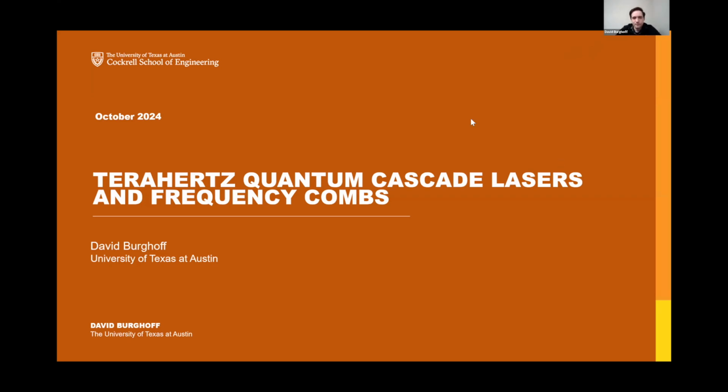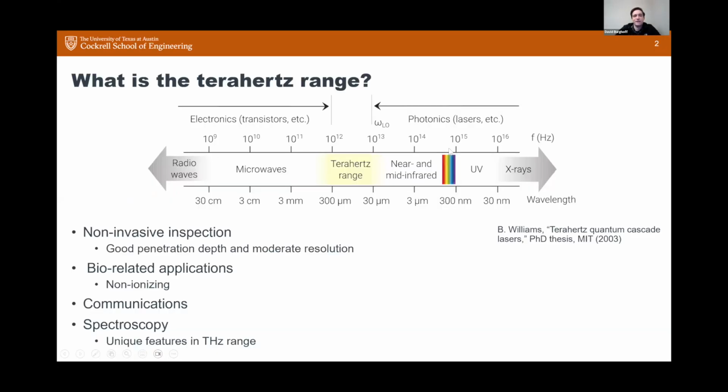So, what is the terahertz range? Well, I think you've probably heard a little bit about this already from the previous talks, but basically it's the range that falls between the microwave and the near infrared and far infrared, or near and mid infrared range. And it's a range that's useful for non-invasive inspection, bio applications, communications, and especially for our purposes today, spectroscopy, especially given that many molecules have unique features in the terahertz range.